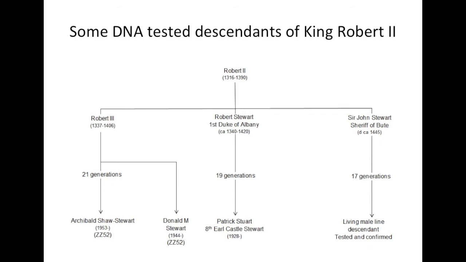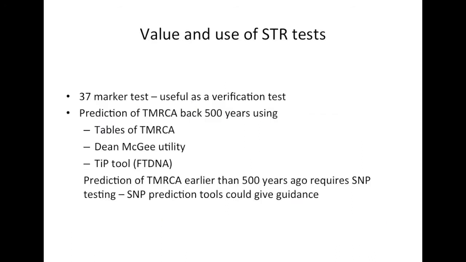So, where do we go next to make the most and best use of SNPs? I believe it's important to make use of both STRs and SNP testing, particularly since at present STR testing is much less expensive, as you know, and more accessible to those testing for the first time. So a 37 marker test is very useful and effective as a verification test. And in many cases it can establish what surname matches a testee's genetic ancestry.